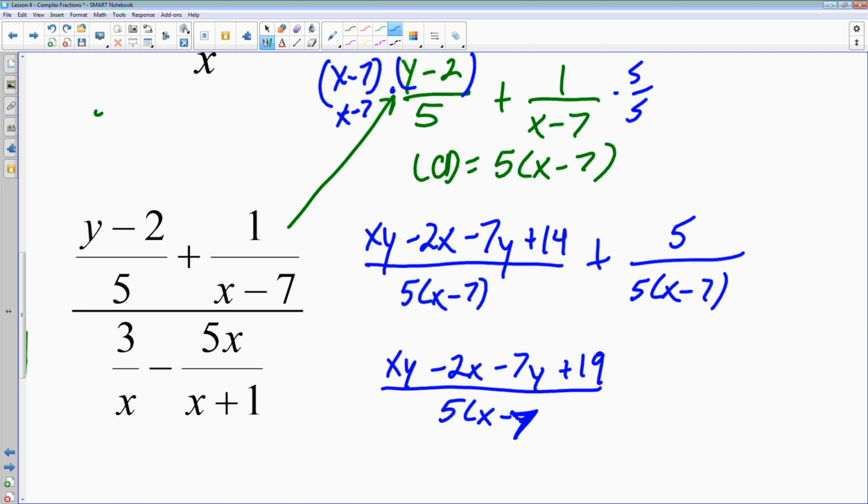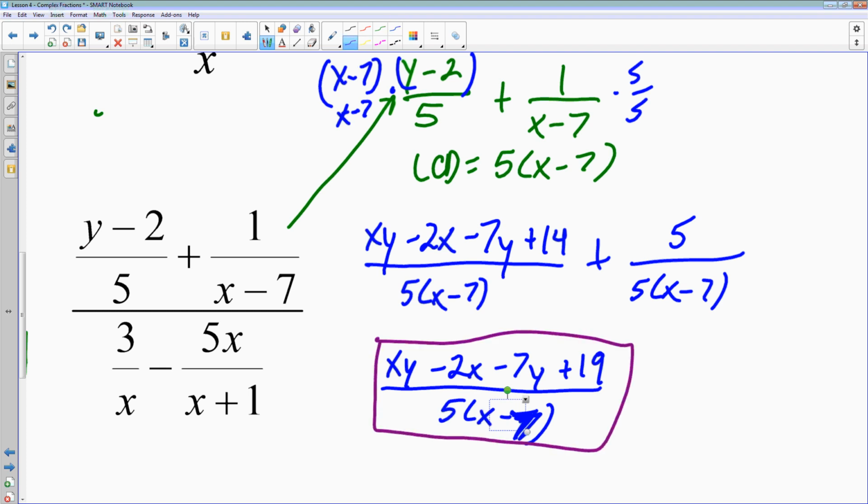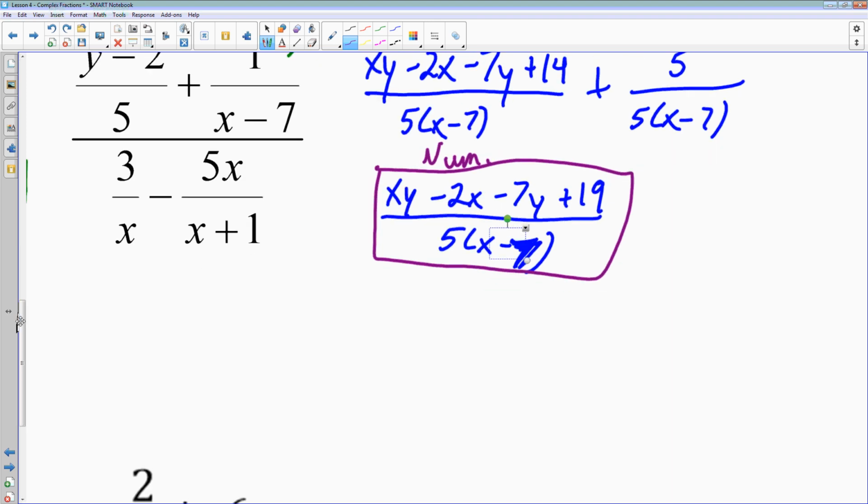Minus 7. Okay, so this, I'm going to put a little purple box around it to remind myself that that's my numerator. Okay, so now let's talk about the denominator.